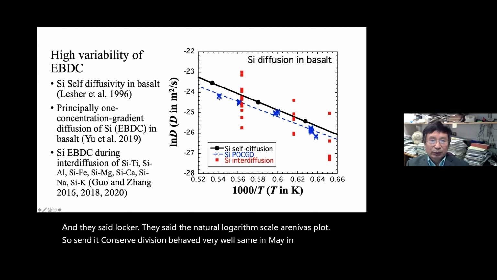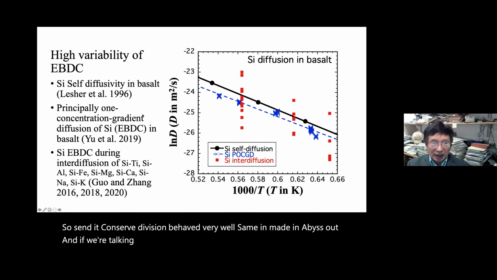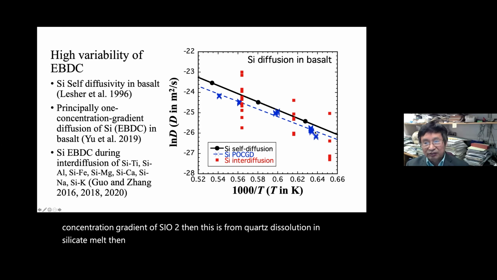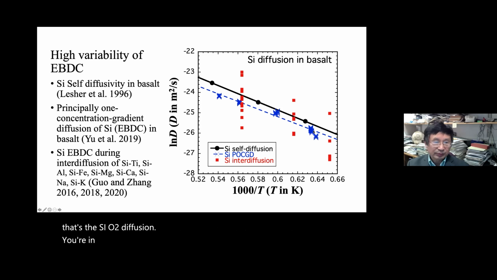And if we are talking about the case when there is only one major concentration gradient, of SiO2, from quartz dissolution in silicate melt, then this also behaves fairly well at a given composition. So that's the SiO2 diffusion during quartz dissolution.